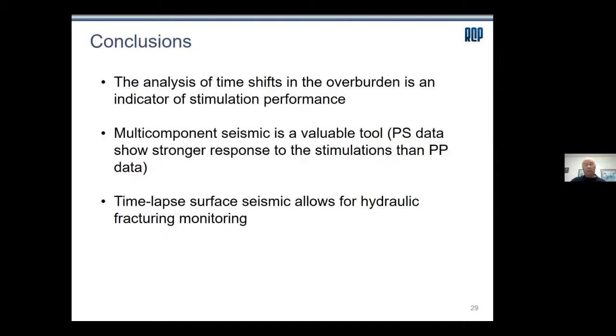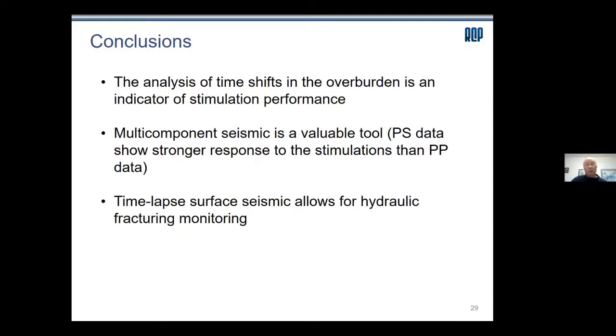And so just to wrap things up here and give you some time for interaction and questions, the analysis of these time shifts in the overburden we think is an indication of stimulation performance. And we've actually done this work in other locations now to indicate that this is very real in terms of our ability to use this technology in a sense that can have value to our community.